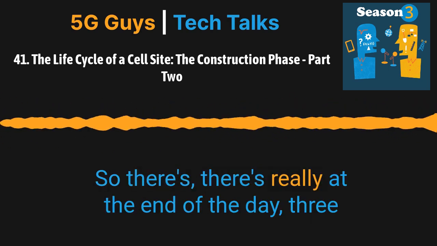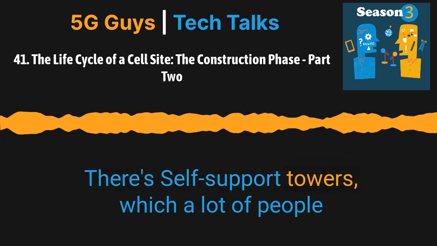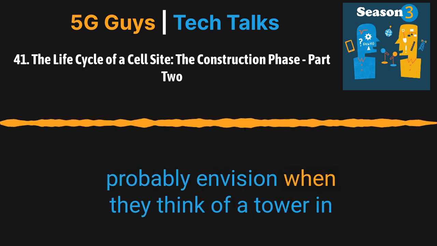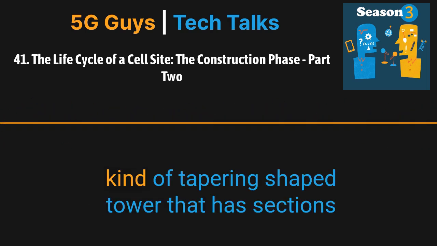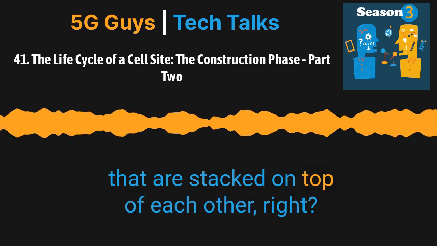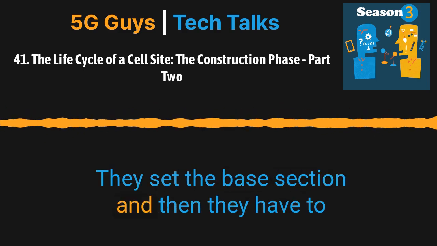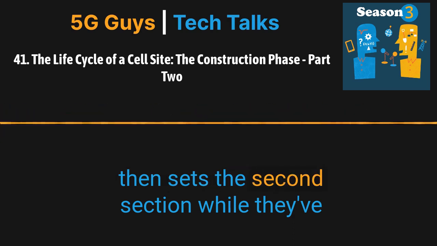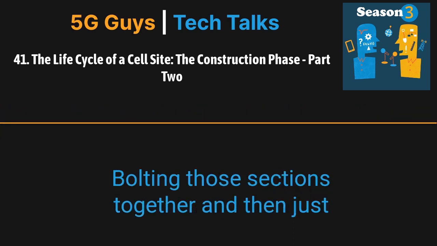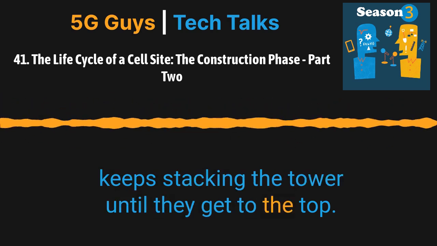Yeah, sure. So at the end of the day, there are three basic types of towers. There's self-support towers, which a lot of people probably envision when they think of a tower: a lattice, tapering-shaped tower with sections stacked on top of each other, maybe 20-foot sections. They set the base section, and then they have a crane or a man lift of some sort that sets the second section while climbers up there bolt those sections together, and it just keeps stacking till they get to the top.